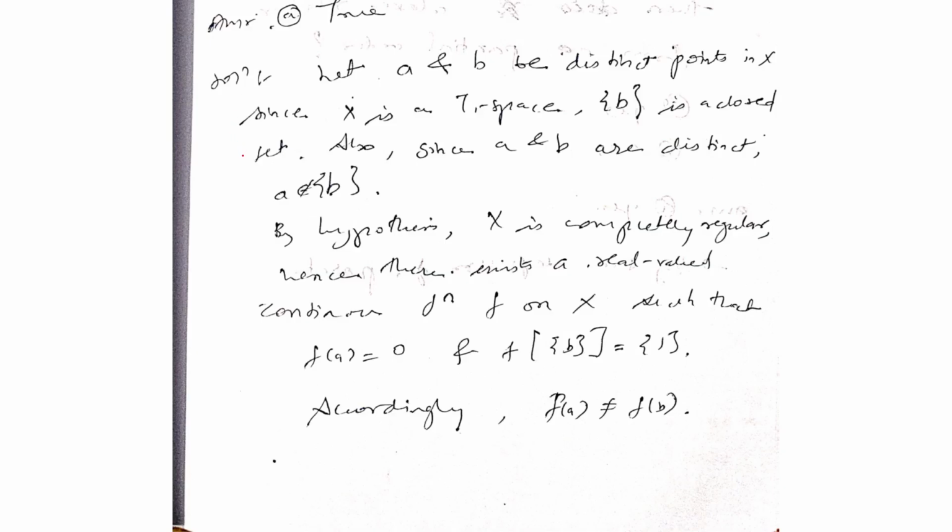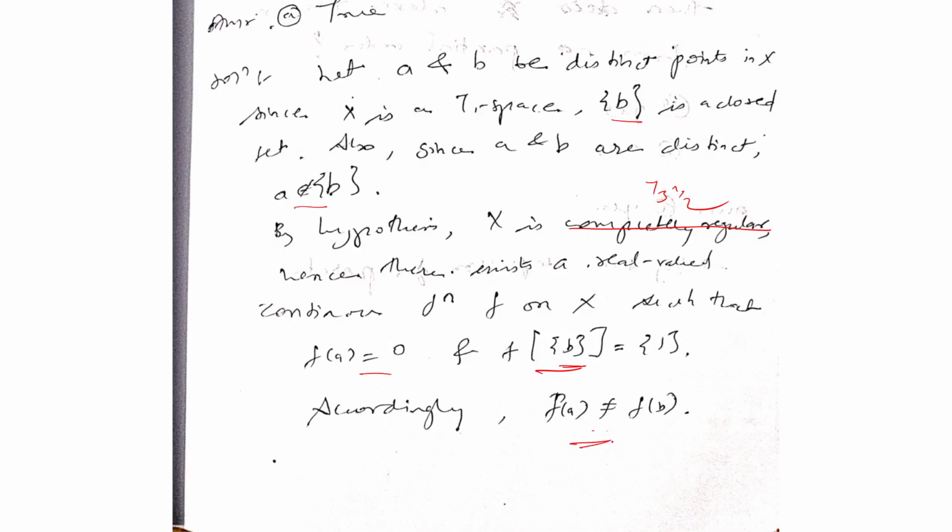So how can we prove it? Let A and B be distinct points in X. Since X is a T1 space, the singleton {B} is a closed set. Also, since A and B are distinct points, A will not belong to the singleton {B}, right? And by hypothesis, X is T3½, hence there exists a real valued continuous function f on X such that f of A will be 0 and f of the closed set {B} will be 1. Okay. So accordingly, we can see that f of A is not equal to f of B.